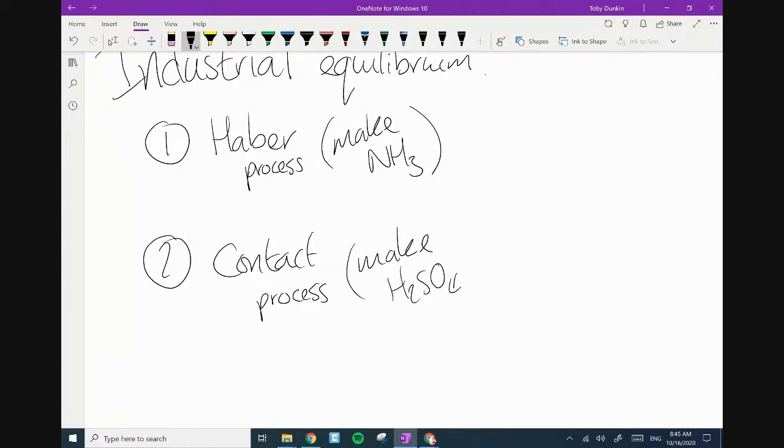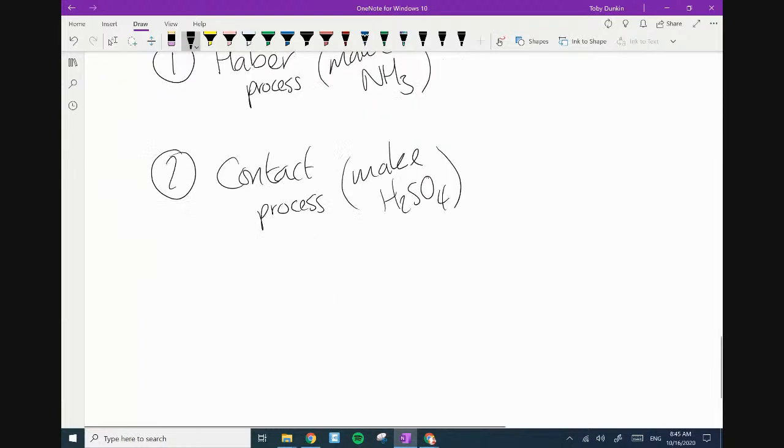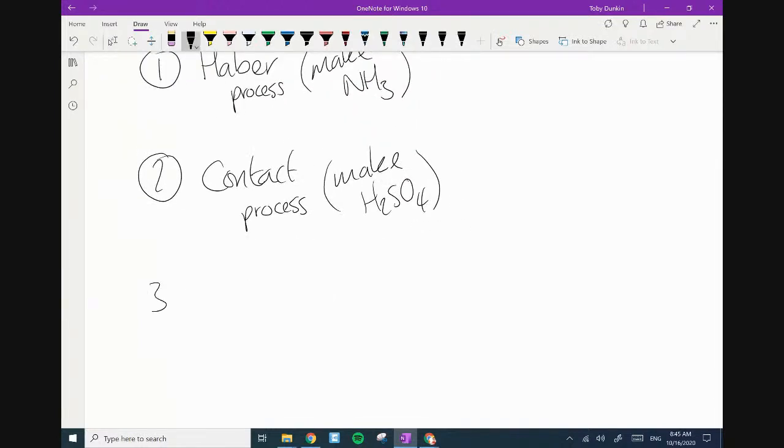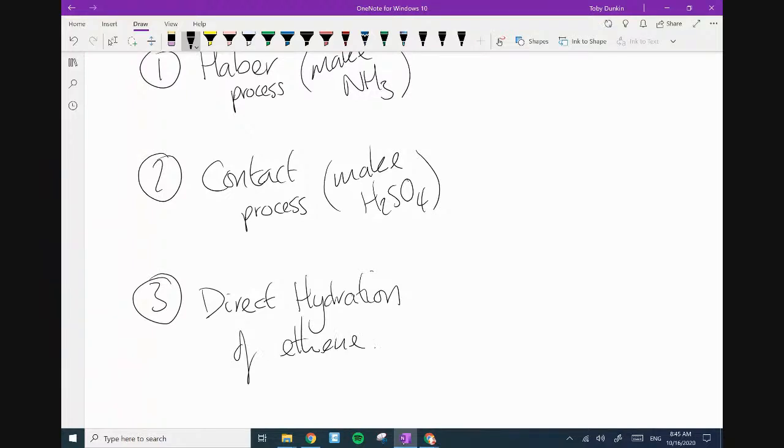H2SO4. Sulfuric acid. Number 3, direct hydration process. Direct hydration of ethene. That's to make ethanol. It's our Friday night molecule. Gotta love a bit of ethanol.